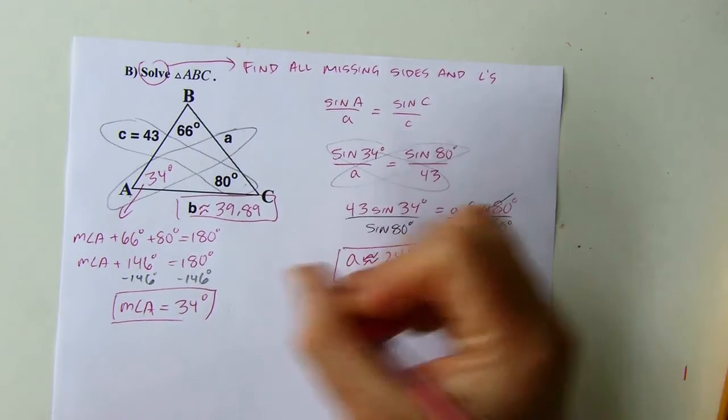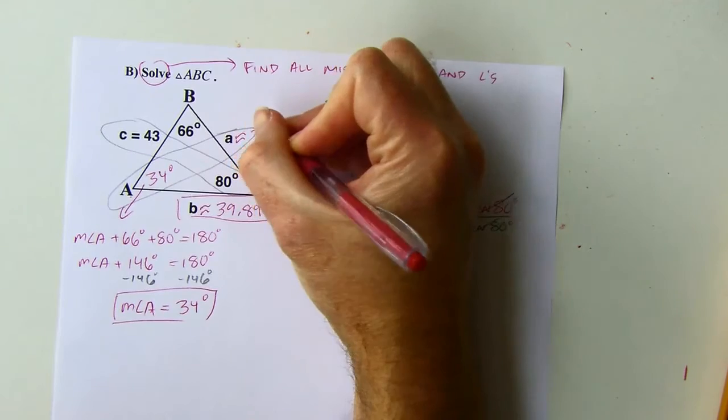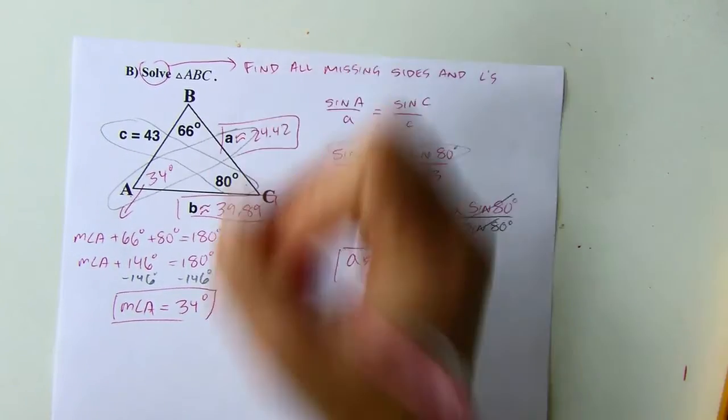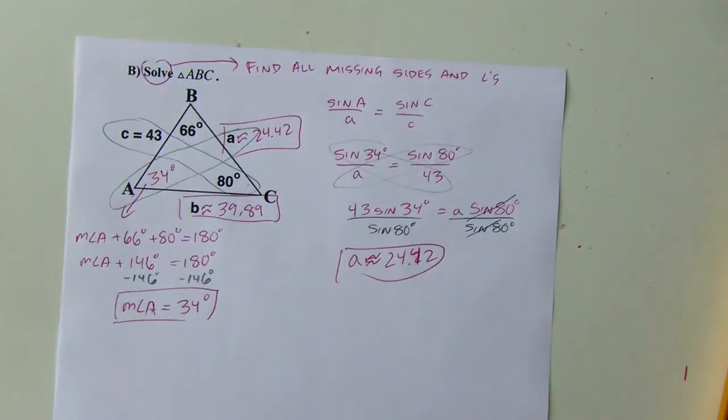Okay. And now in the picture, that's the last piece, right? Now I've got it all. I've solved this triangle. There's no more mystery. I've got all of the pieces.